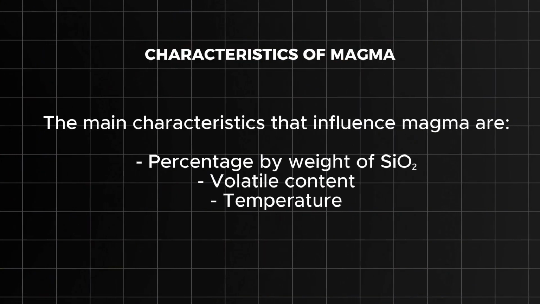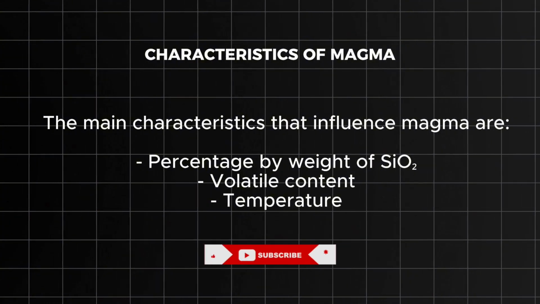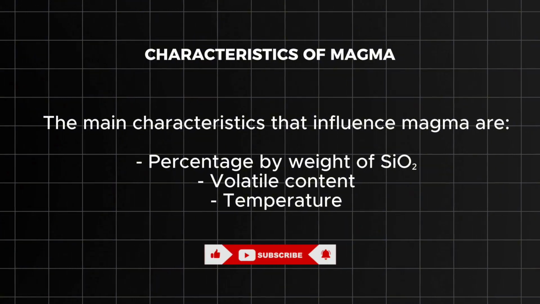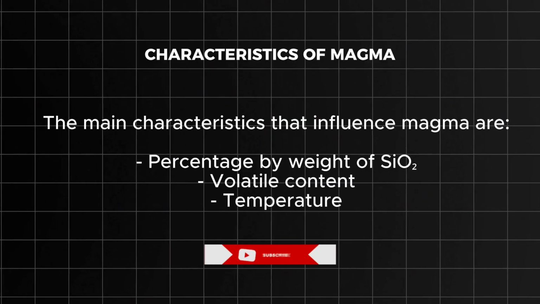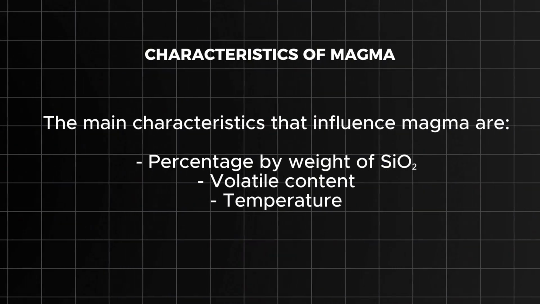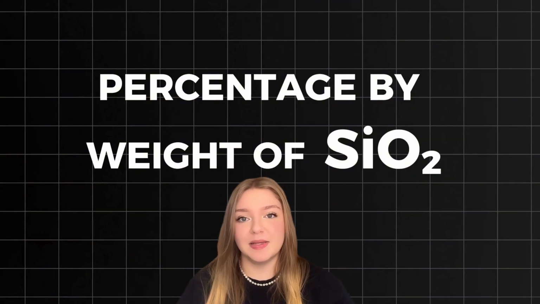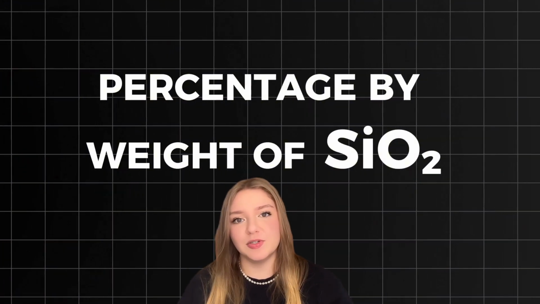The main characteristics that influence magma are the weight percentage of CO2, the volatile content, and the temperature. These factors control how the magma behaves, including its viscosity, mobility, and the way it evolves during ascent and eruption. The weight percentage of silicon dioxide is used to classify magma into four main types according to its composition.